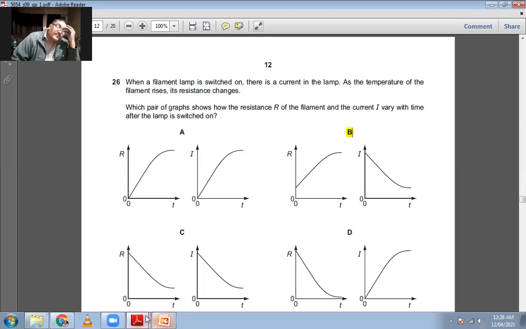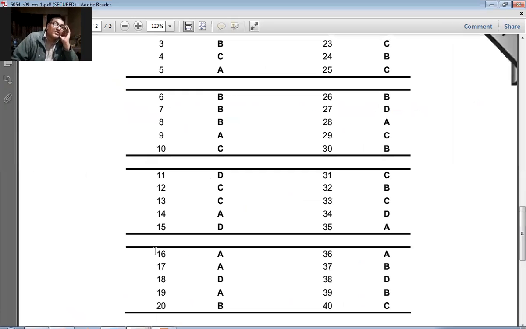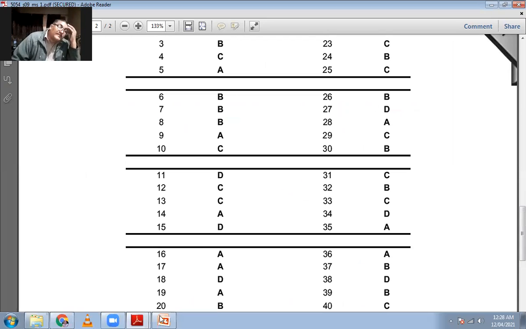Question number 26, B looks the best option to me. B is the right answer.